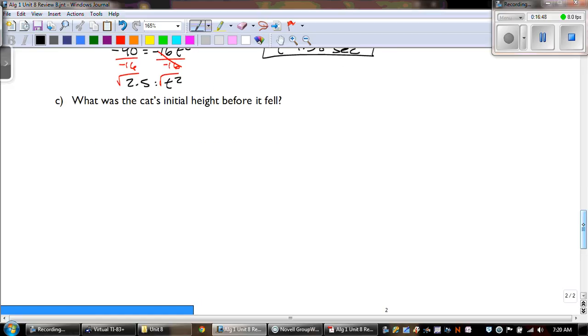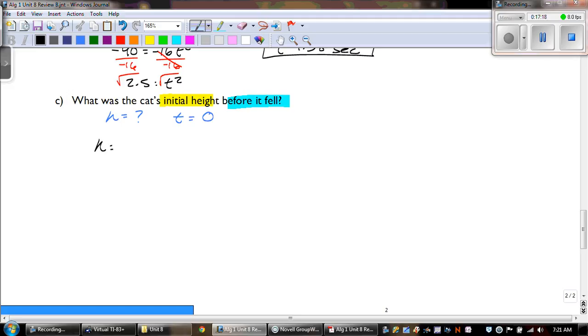All right. And C, what was the cat's initial height before it fell? Well, once again, they didn't give us any numbers, but they really did. Now the initial height, that's what we're looking for. But what was the time before he fell? Well, has any time passed yet? No. Since no time has passed, the time is 0.